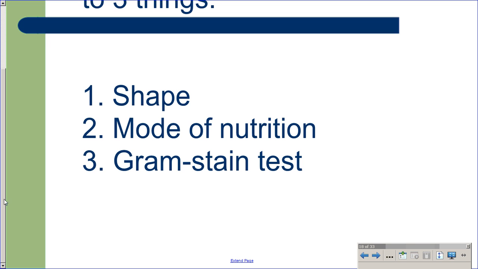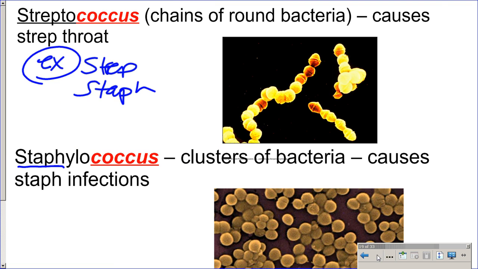We just did the 3 ways they classify. So we just talked about shape. They classify Coccus, Bacillus, or Spirillum. Now we're going to go over the modes of nutrition, and then we're going to go over the Gram stain test. So now we're going to talk about characteristic mode of nutrition.